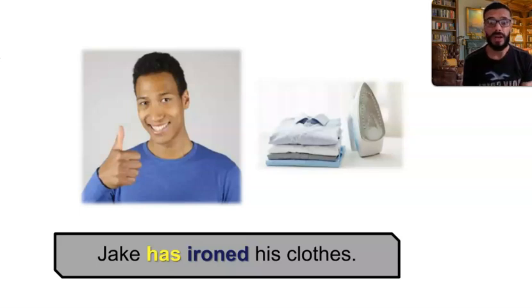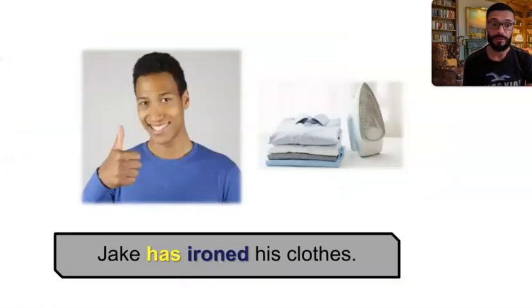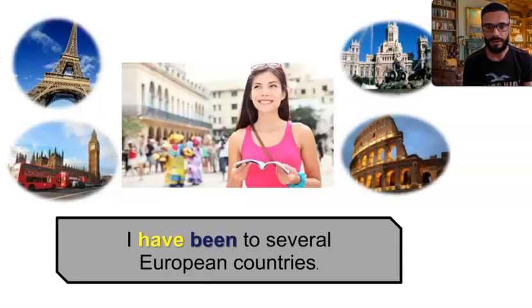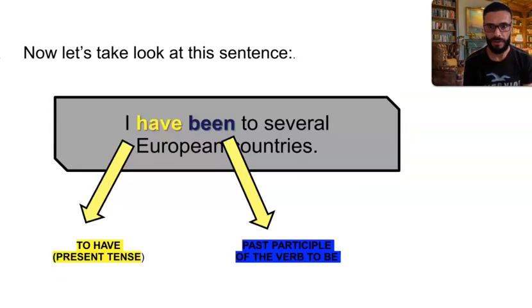Again, Jake has ironed his clothes. Notice that the verb form have changes from the pronoun I to the third singular person. In this case, Jake, he, right? The pronoun I is followed by the verb have, and the pronoun he is followed by the form of the verb have, has, right? We're going to explain it later on.